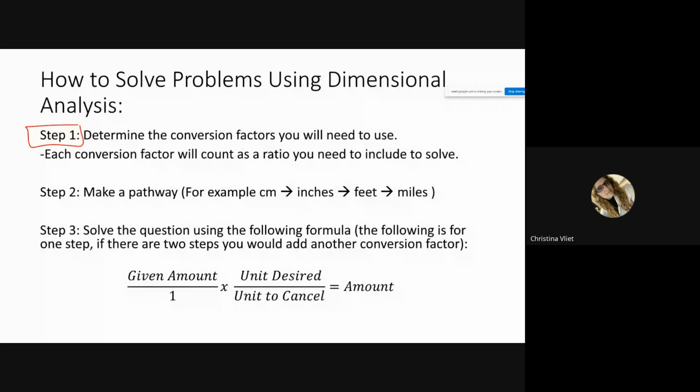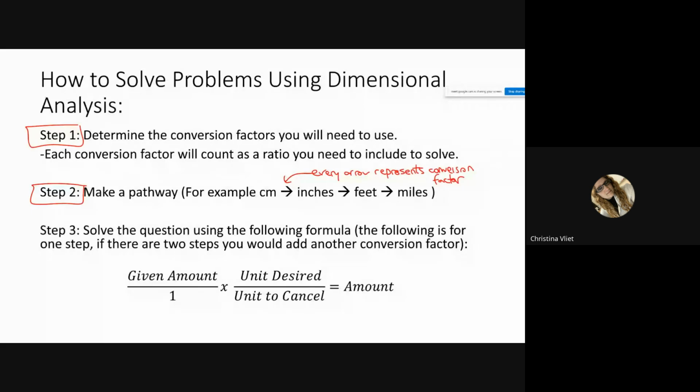Step 2 is make a pathway. So, for example, if I want to go from centimeters to miles, using the chart, you would have to go centimeters to inches, inches to feet, feet to miles. Every arrow here represents a conversion factor.